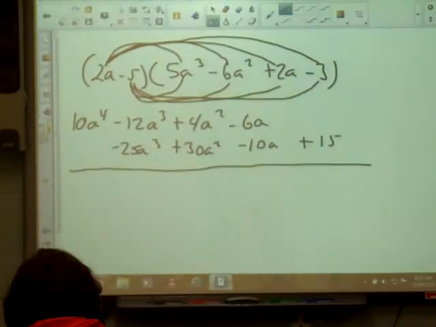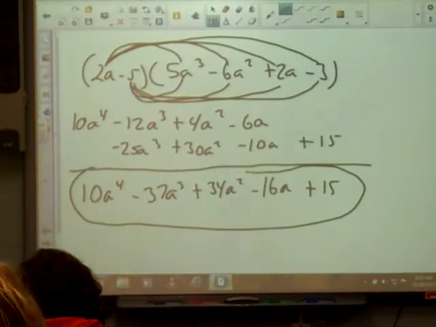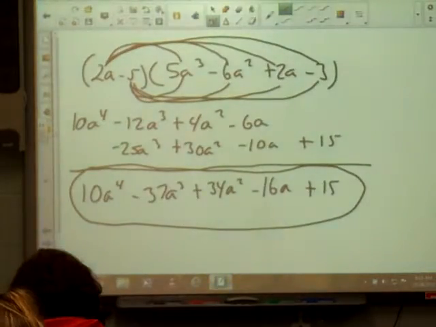Alright, now what Austin was talking about here, when I combine these like terms, just adding 10a to the 4th plus nothing is 10a to the 4th. -12a cubed plus -25a cubed is -37a cubed. 4a squared plus 30a squared is 34a squared. -6a and -10a is -16a, and then plus 15. That's your answer.